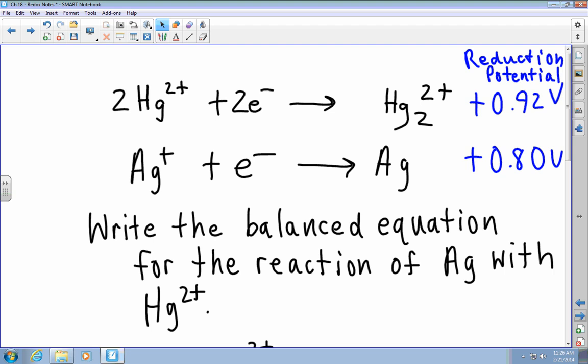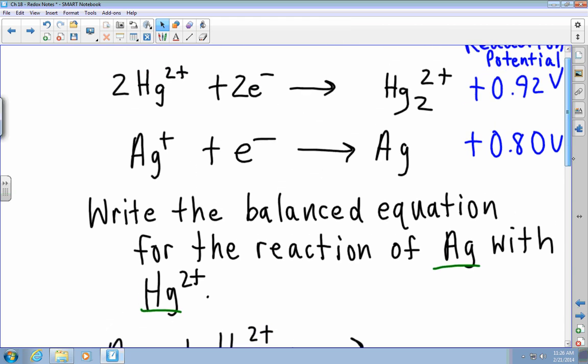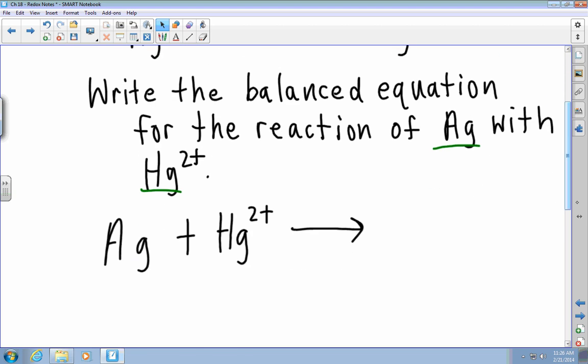So what we want to do is react silver with mercury. And we want to find out what the reaction is for doing that. So in other words, down below, I've got it started here. So we're having silver reacting with mercury ion.